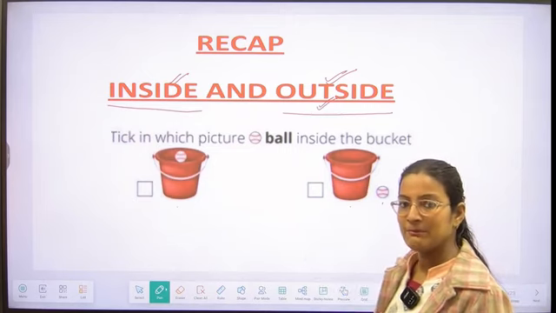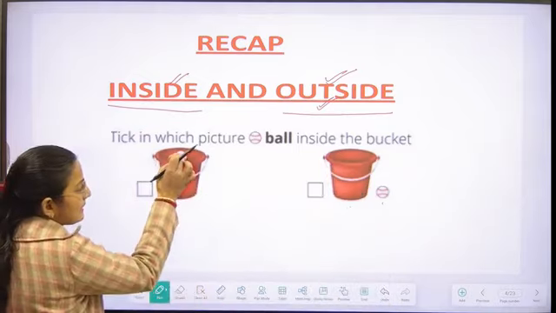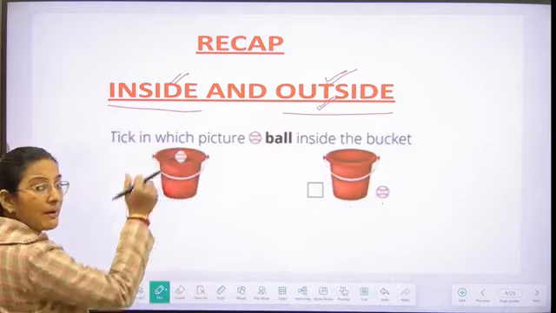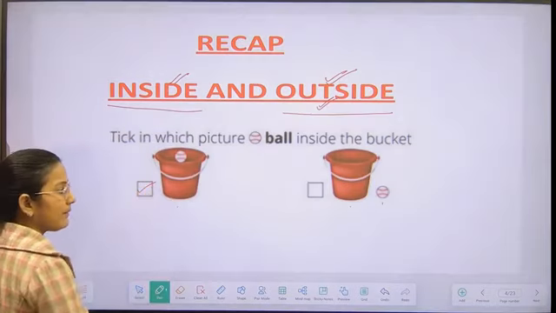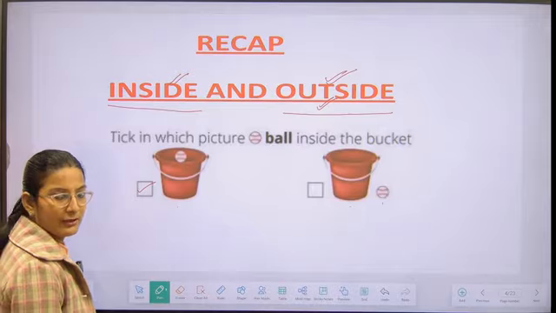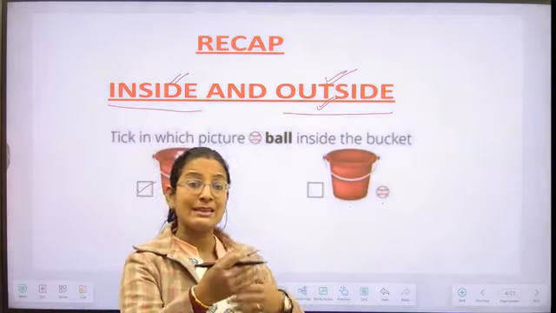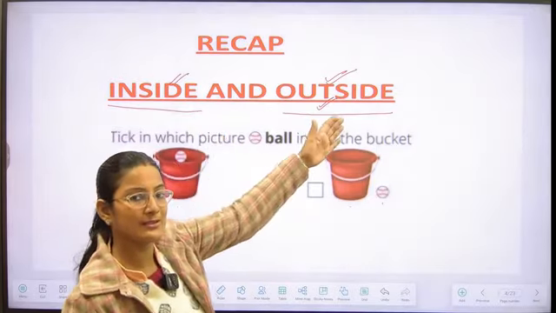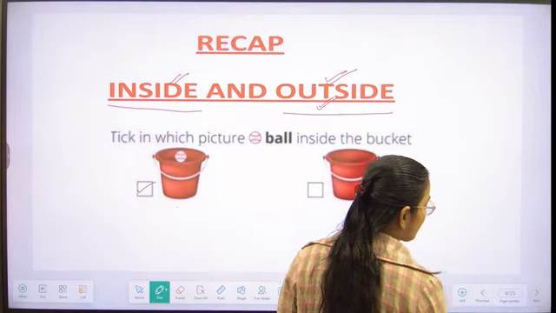Yes, tell me. Very good. In this picture, the ball is kept inside the bucket. So what do we have to do? We have to take this picture. Is everyone able to understand how we are using inside and outside? Let's revise the next concept.